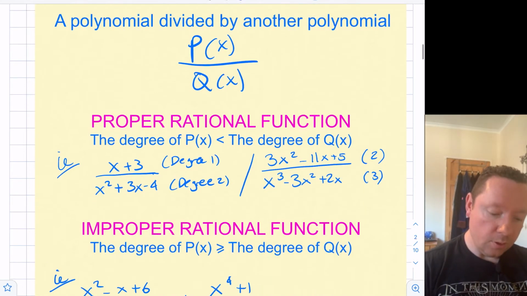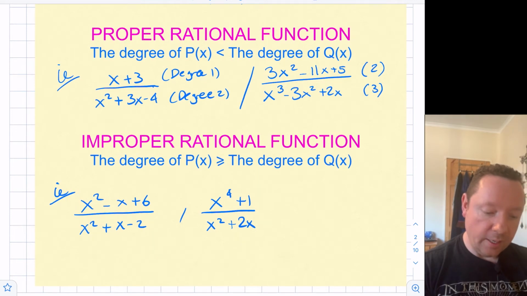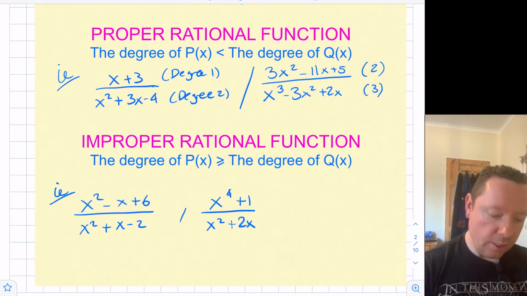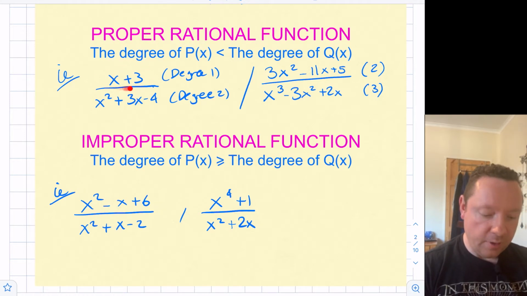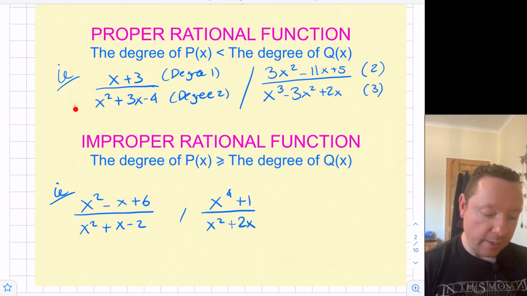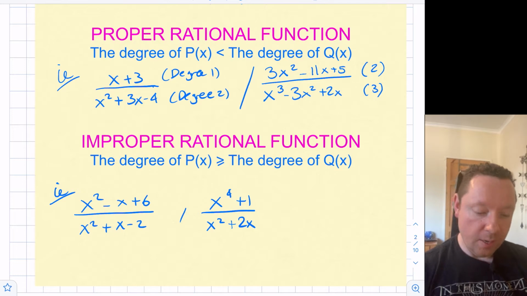So a proper rational function is when the degree of the top polynomial, p of x, is less than the degree of the bottom polynomial, q of x. So let's have a look at examples. If I had a function on the top as x plus 3, that's got a degree of 1 because the highest power is 1. X squared plus 3x minus 4 has got a degree of 2 because the highest power is 2. That would be a proper rational function because the one on the top is less than the one on the bottom.